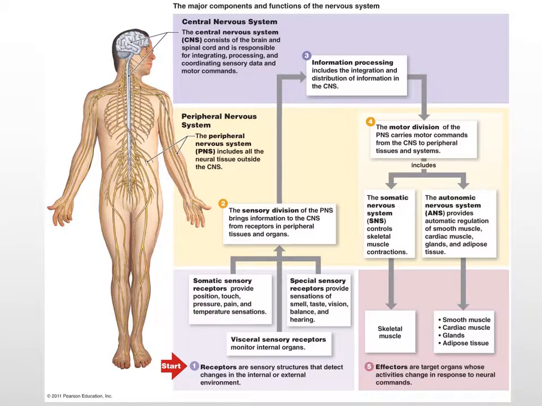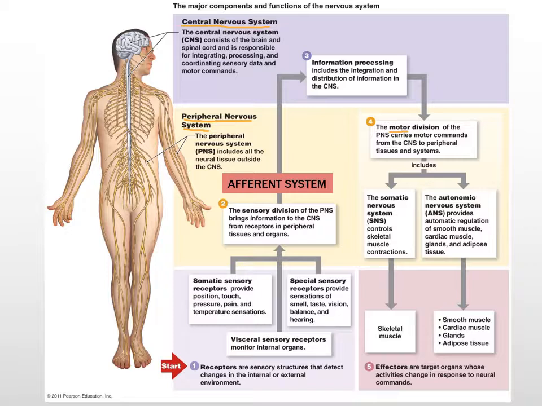This next slide is just another diagram that's going to show something similar to what I just went over. Specifically, we're talking about your central nervous system here and your peripheral nervous system here, okay? It explains what goes into each. It's going to talk about your motor division. Remember, the motor division carries the messages from your central nervous system to your peripheral tissues and systems, meaning it tells your body to do something in response to something that it received.